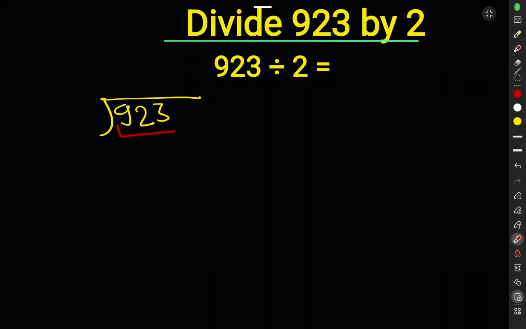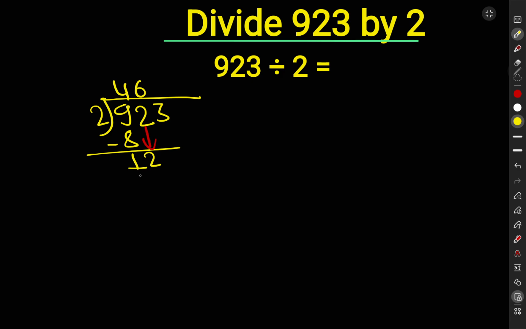Divide 923 by 2 in long division method. So 2 times 4 is 8. On subtracting we get 1. So now we put down these 2 and it is 12.